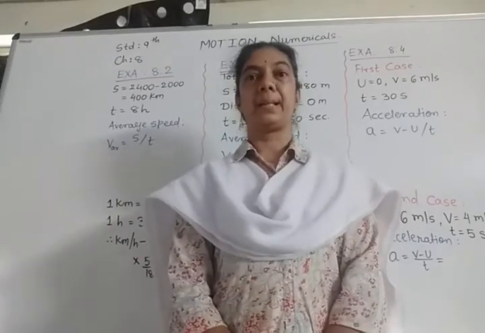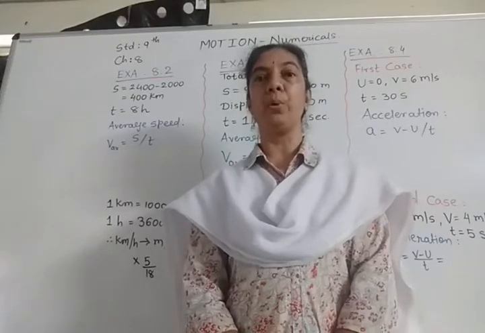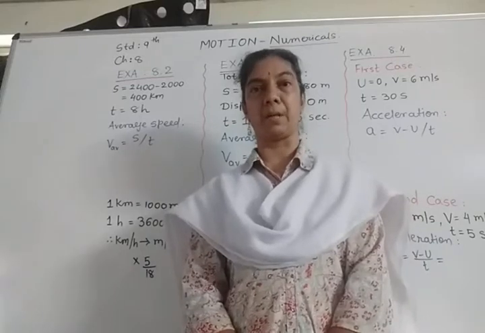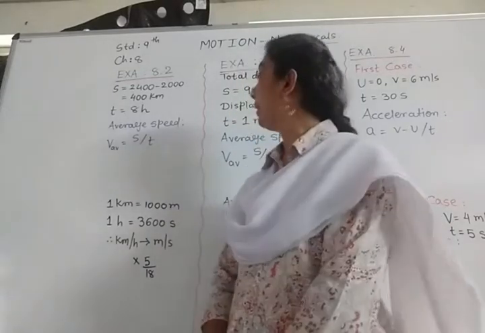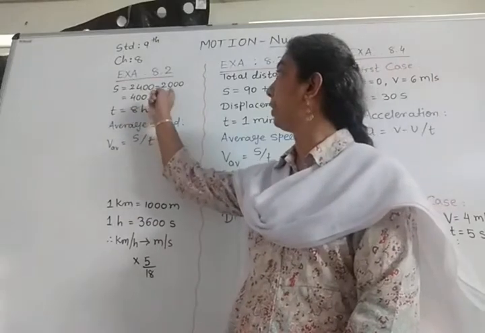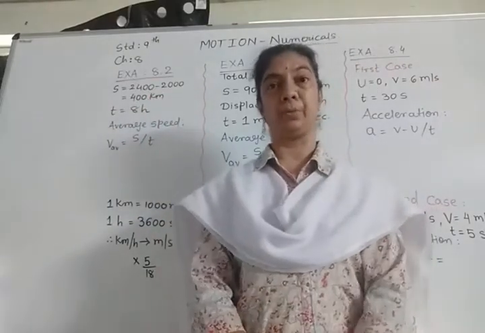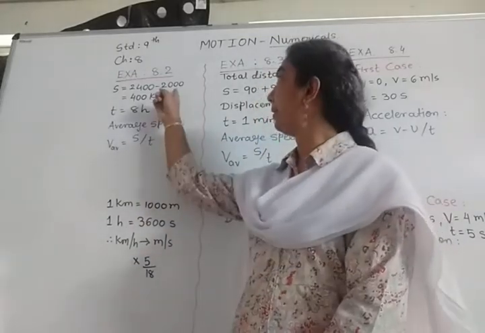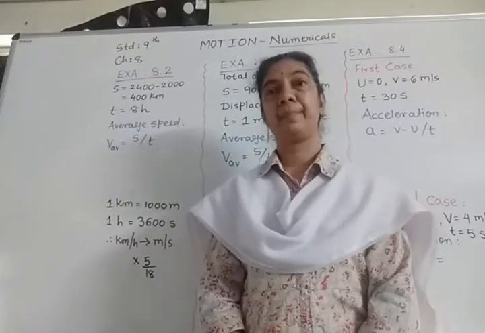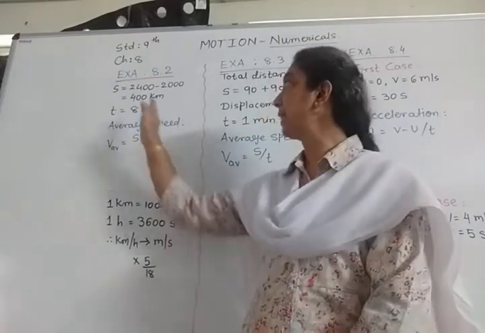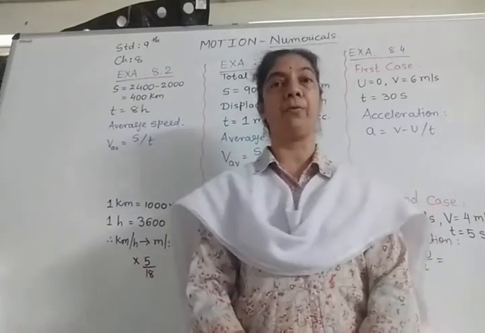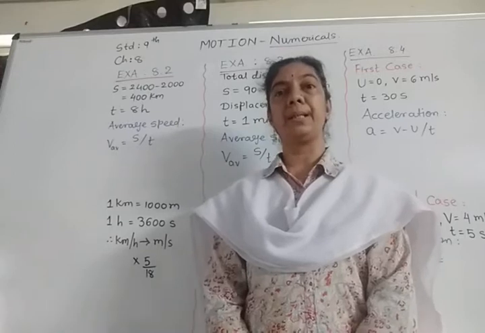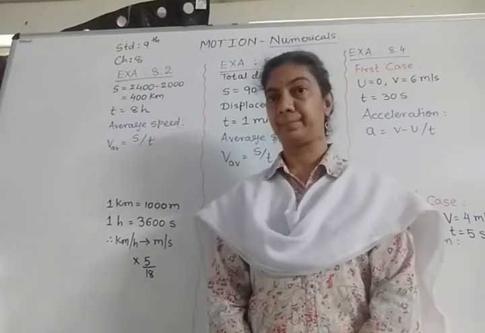Dear friends, I think you remember that the odometer gives the measurement of the distance travelled. So two readings are given, 2400 and 2000. That means the car started at the reading of 2000 and travelled till it shows 2400. So in short, the distance travelled by the car is given to us.